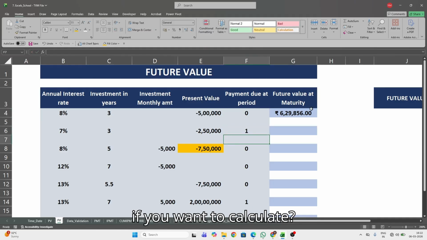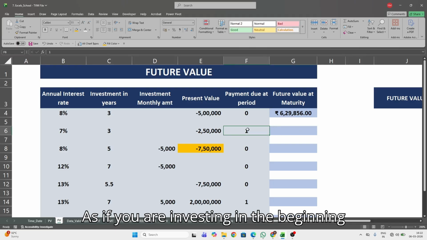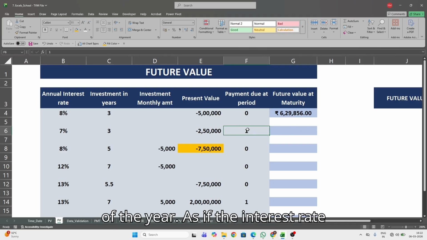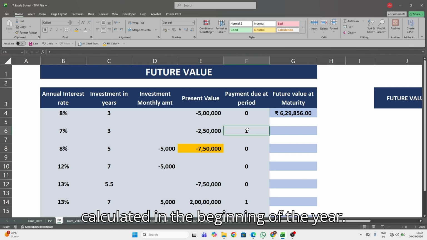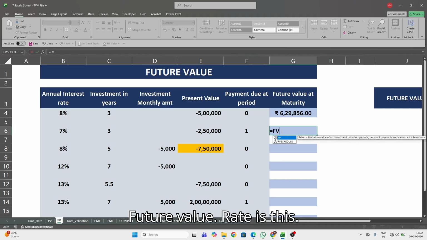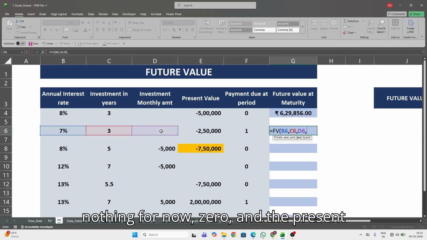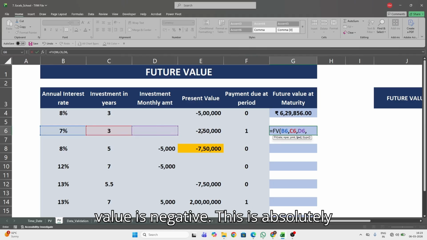But what if you want to calculate as if you are investing at the beginning of the year, as if the interest is calculated at the beginning of the year? Equal to FV, rate is this, NPER is this, 3 years, comma, payment is nothing for now, 0, comma, and the present value is negative.